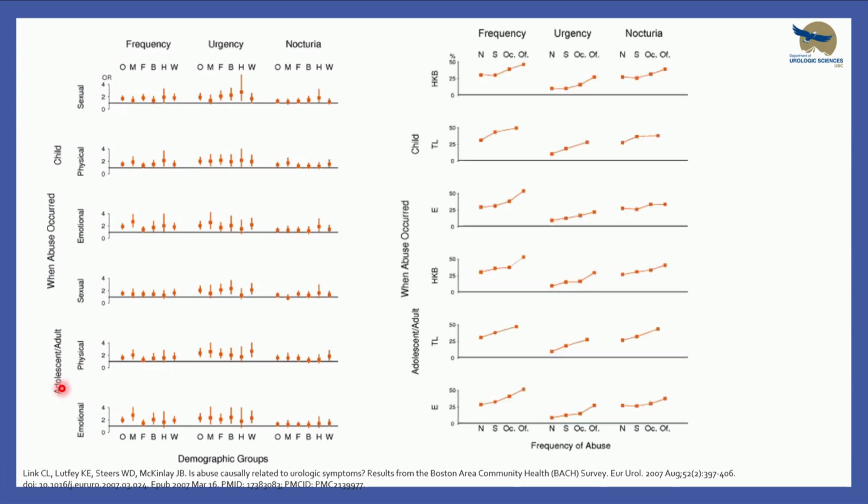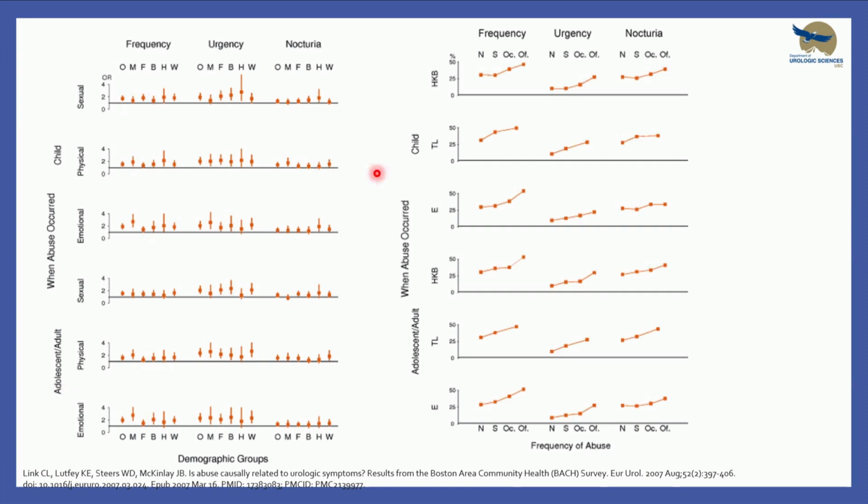And what you'll see is overall, really across all types of abuse and across all lower urinary tract symptoms, that the odds ratio is positive, right? So you really see associations with all lower urinary tract symptoms.